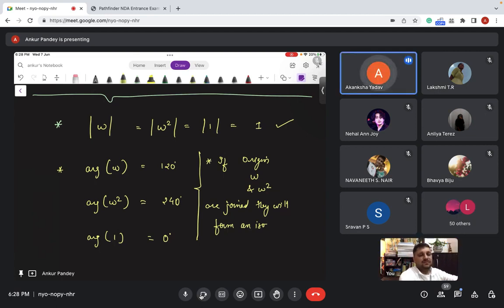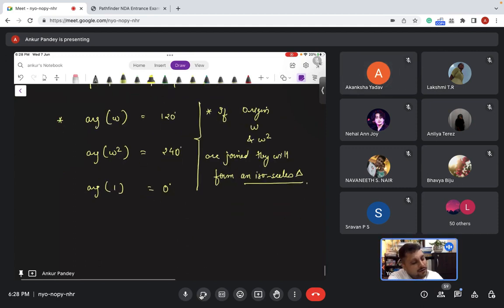So what's the last word there? If 0, 1, and omega are joined, they will form an isosceles triangle. Okay. And write one more line. And if 1, omega, and omega square are joined, they will form an equilateral triangle.